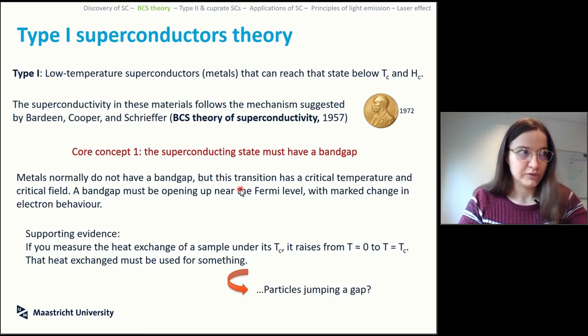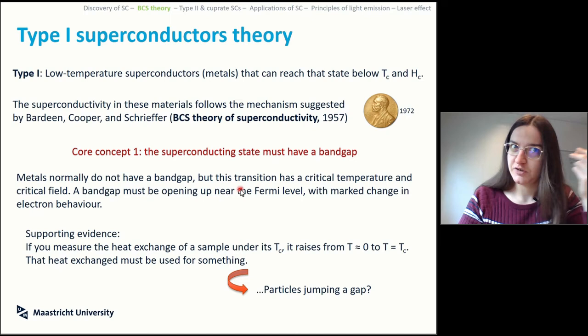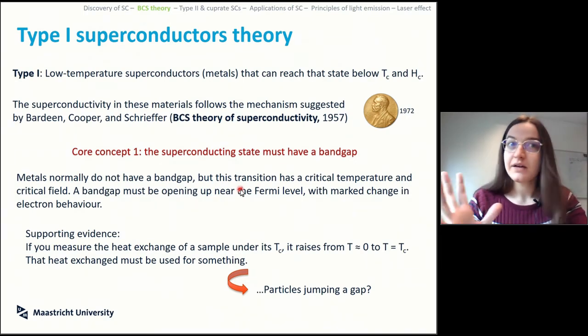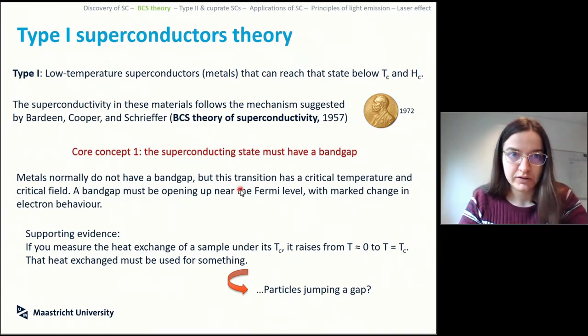Second point, this might be a particle that is jumping some sort of gap that we don't expect to be there, because your material should not have a band gap, being a metal. But since your material is not behaving like a metal, it must have some sort of transition. The transition implies the bridging of the gap.